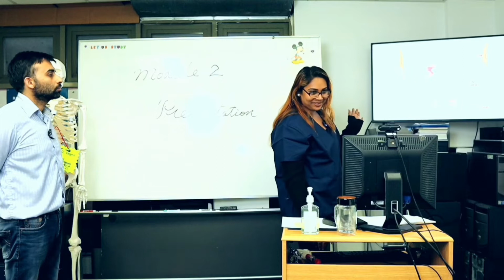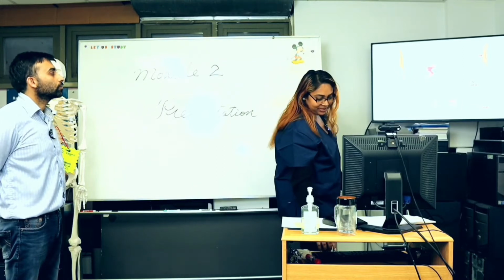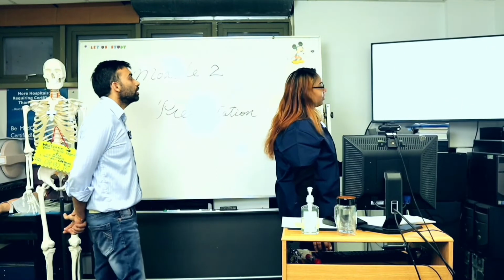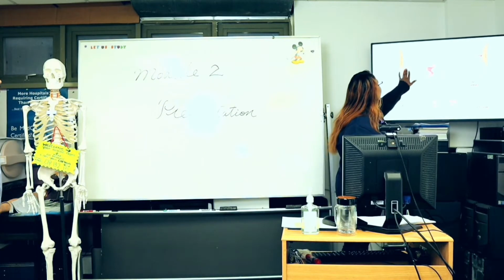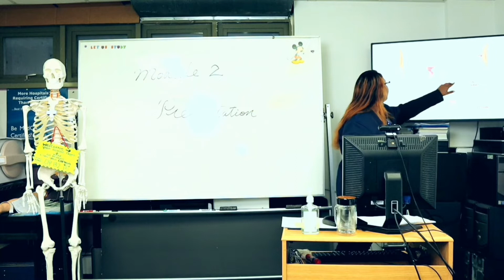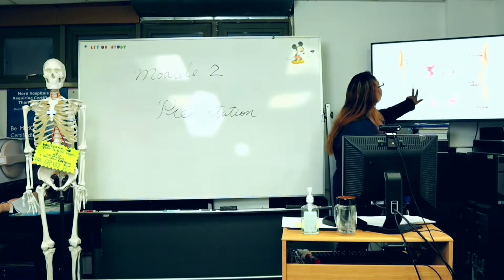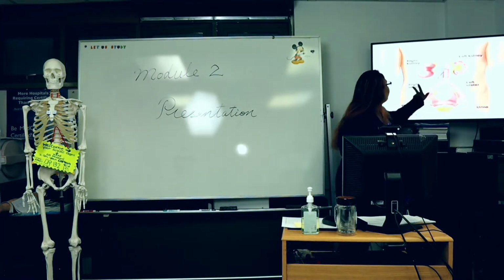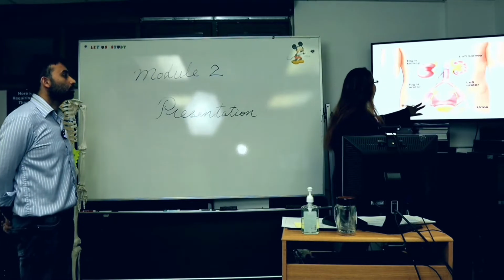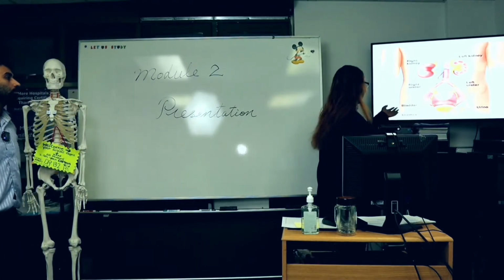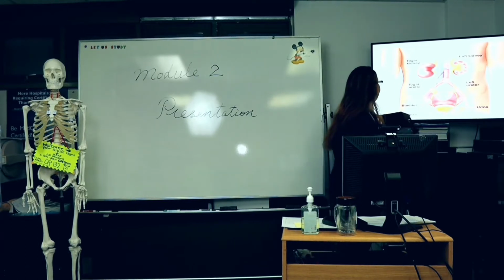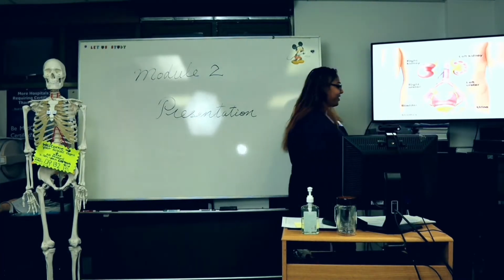So this is the right side of the kidney, and the left side. These are the ureters, the right ureter and the left ureter. Here is the bladder, and here is where it exits, the urethra.